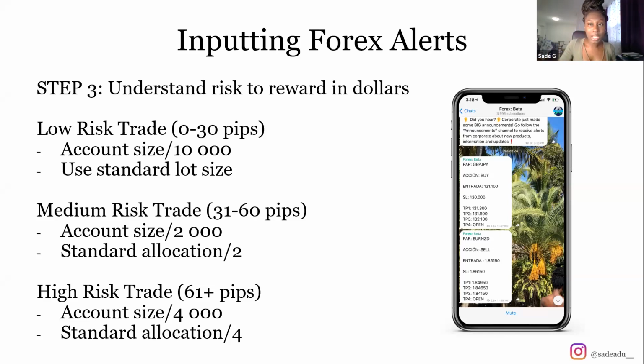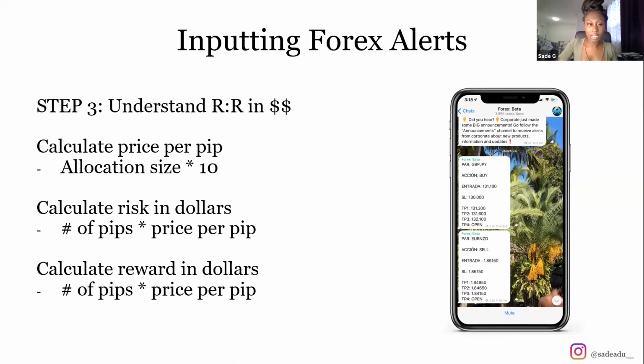Cool. So we understand the risk to reward in dollars. Like I said, I didn't move to the next slide, but to understand it in dollars, you have to understand what your price per pip is. To get your price per pip, it's your allocation size times 10, and then you'll see the dollar amount, and you'll be able to understand exactly what I just explained. If it's 30 pips and you have a $1,000 account, it's $30, and so forth.